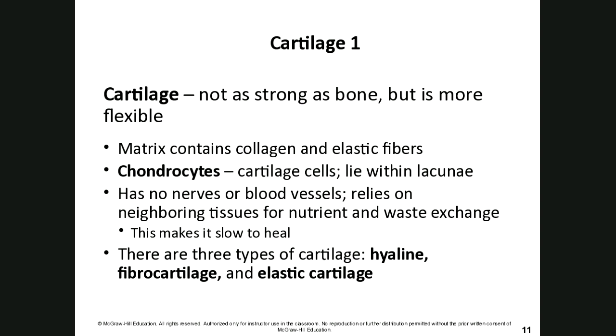Unlike osteocytes or osteons in the skeletal system, there's really no direct nerve or blood supply that goes to the cartilage. So it has to rely on the neighboring tissues to get that blood supply and all those nutrients, receiving nutrients via diffusion. So that's why cartilage is a little bit slower to heal.